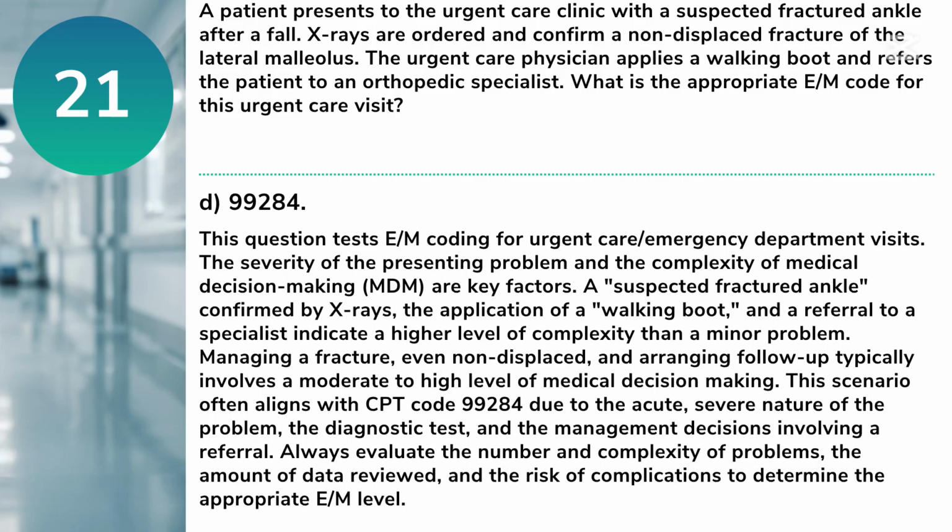Answer: D. 99284. This question tests E/M coding for urgent care/emergency department visits. The severity of the presenting problem and the complexity of medical decision-making, MDM, are key factors. A suspected fractured ankle, confirmed by X-rays, the application of a walking boot, and a referral to a specialist indicate a higher level of complexity than a minor problem. Managing a fracture, even non-displaced, and arranging follow-up typically involves a moderate to high level of medical decision-making.